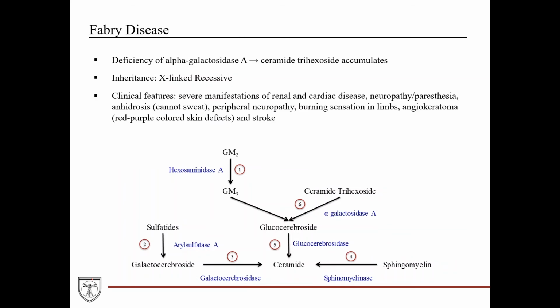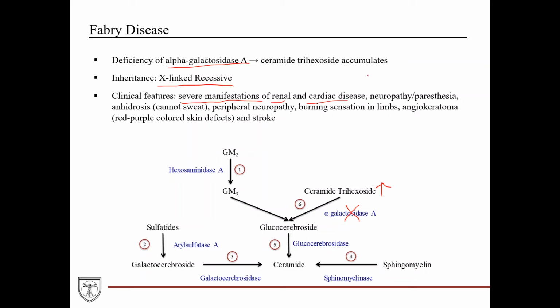So Fabry disease, this is due to a deficiency of alpha galactosidase A. You can see that here. And so you see a buildup of ceramide trihexoside as a result of that. This disease is unique as far as its inheritance goes because it's X-linked recessive. All of the other lysosomal storage diseases that we're going to be talking about in this lecture are autosomal recessive. And then as far as clinical features go, this has severe manifestations in the kidneys, in the heart, and then in the peripheral nervous system.